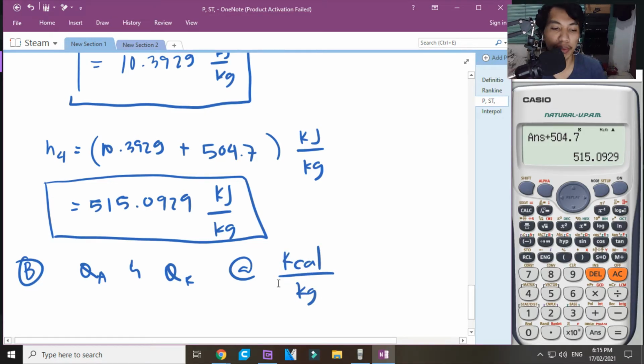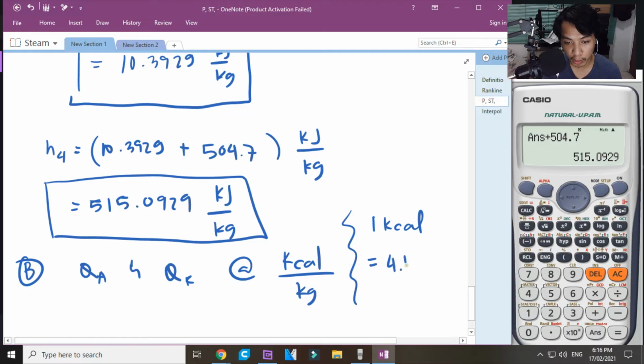Now, in kilocalories, what is the conversion factor? What is the conversion factor for kilocal? Remember this: 1 kilocalorie is equal to 4.187 kilojoules. Remember this, our conversion factor.